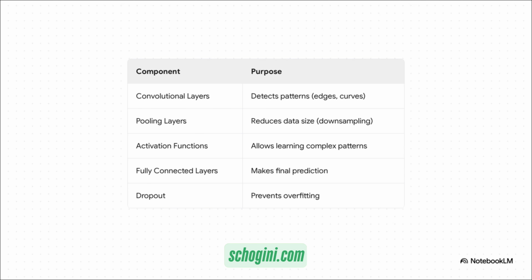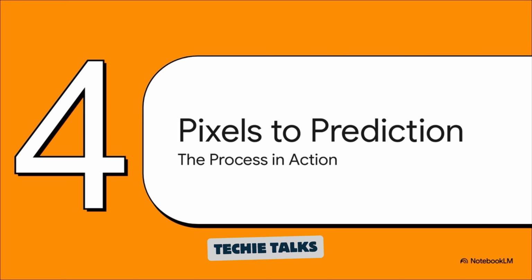Then you have activation functions. These are super important because they help the network learn complex patterns. Without them, the whole system would be way too simple. And finally, after all the features have been pulled out, the fully connected layers act like a final committee, looking at all the evidence to make a decision. Oh, and dropout? That's a clever little trick that prevents the network from just memorizing the training images by randomly telling some workers to take a break. All right, now that we've met the team, let's watch them work together.